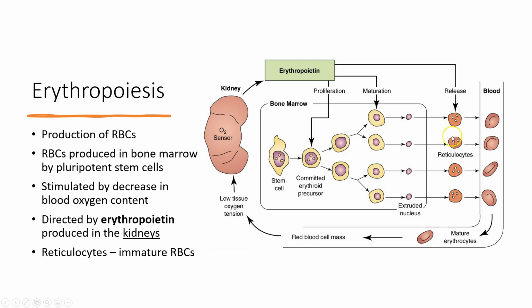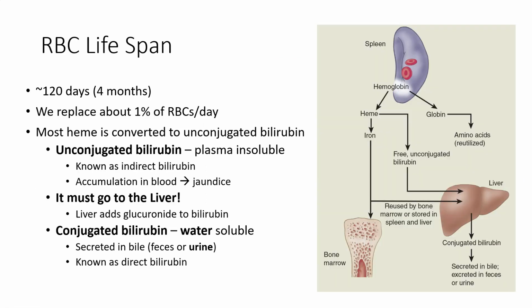Our immature red blood cells are called reticulocytes, and these mature into erythrocytes, which are what we call our red blood cells. A red blood cell lasts for about 120 days or about 4 months. Every day we replace 1% of our red blood cells. So as you are listening to this, your body is busy making some new red blood cells.